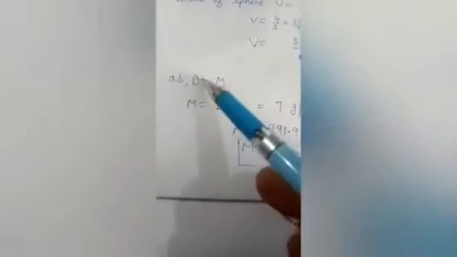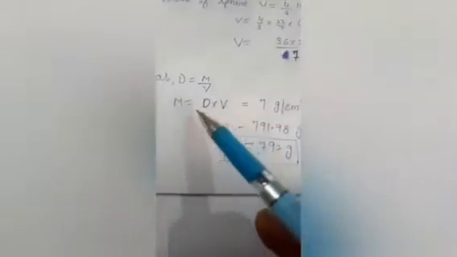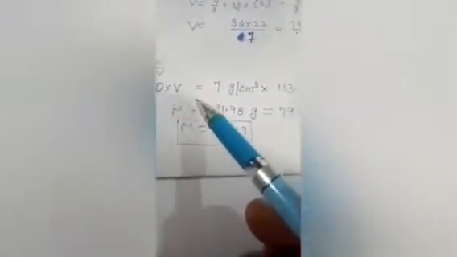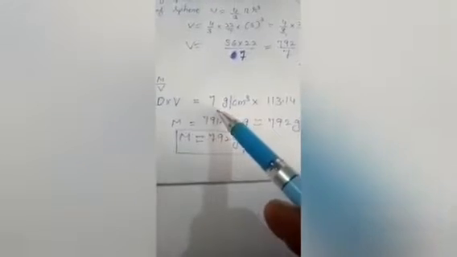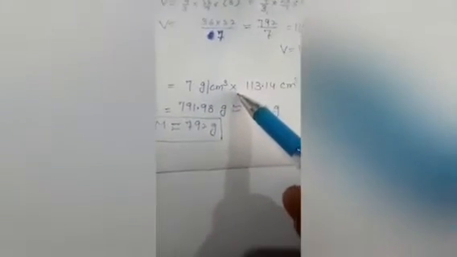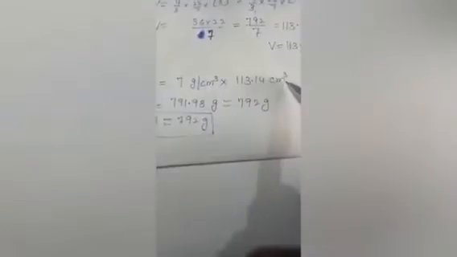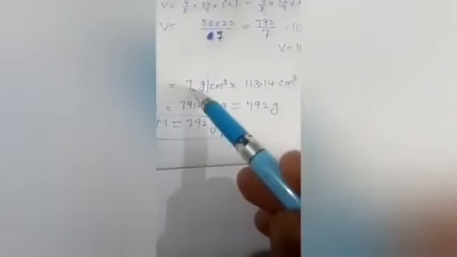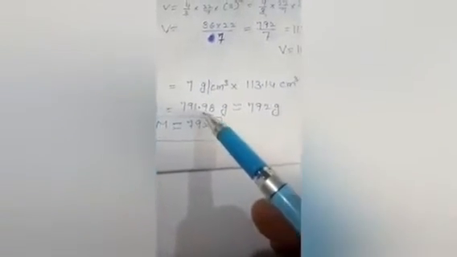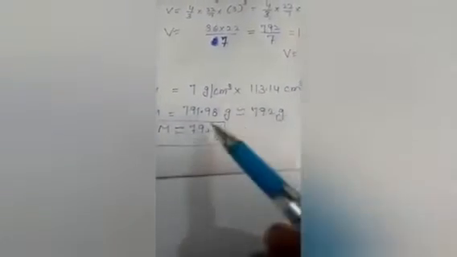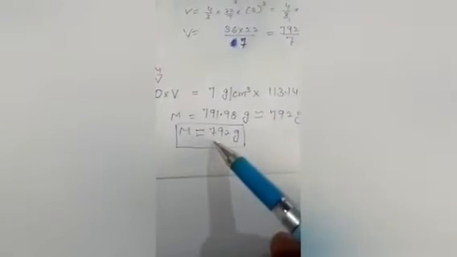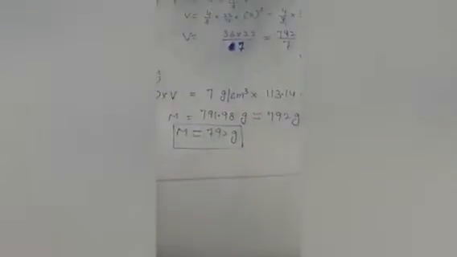Now, as we know, density equals mass per unit volume, so cross multiply. So we multiply D, so mass will be equal to density multiply volume. As we know, density is 7 gram per centimeter cube, and the volume we have calculated, that is 113.14 centimeter cube. So centimeter cube cancels with centimeter cube, 113.14 multiply 7, then it will be 791.98 gram. You can round off, then you have the answer 792 grams. So look at that here, 1 will be increased by 2, so 792 gram. So the mass of the metal sphere is 792 gram.